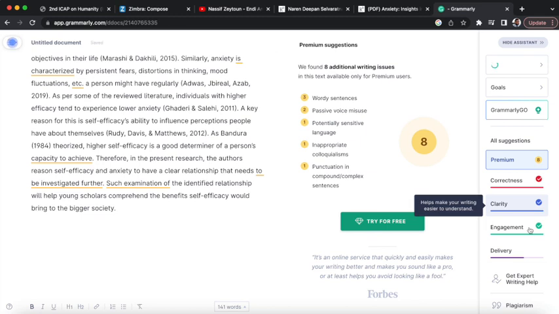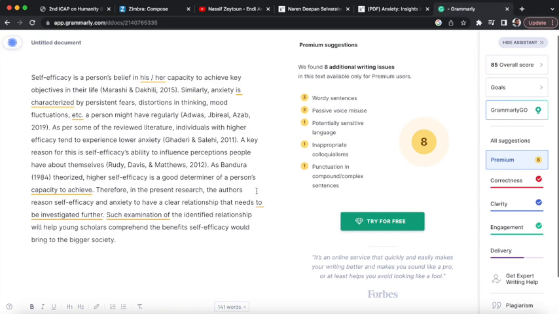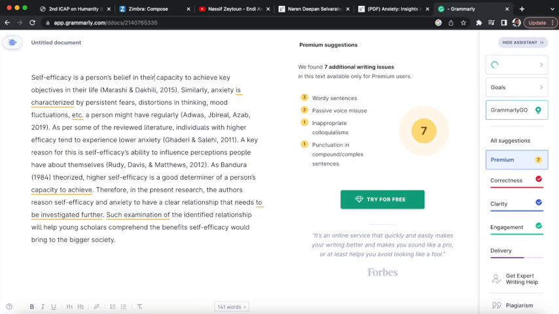So this is clear enough, engaging enough. It is correct. Delivery is a little low and I have a score of 85. That's okay. If you have a premium account, it will further correct these things as well, but you can try to change them. Self-efficacy is a person's belief in, let's say I'm going to change this, in their capacity to achieve key objectives in life. Since you have "in" there two different times, it will be redundant. Now I'm going to just remove that. Now my score just rose from 85 to 86.